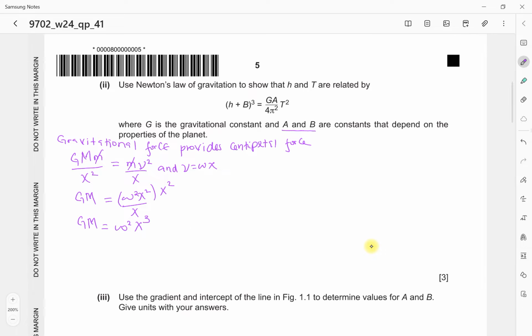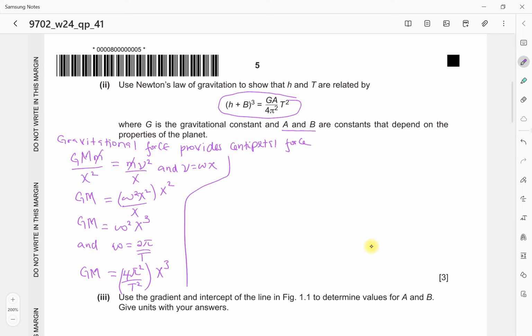Okay, and we also know that omega is equal to 2 pi divided by the period. Now that is squared, we have that GM equals, when I square 2 pi over T, it becomes 4 pi squared over T squared. Then this should be multiplied by x cubed. Okay, so I'm going to try to rearrange this to look like what has been given in the question.